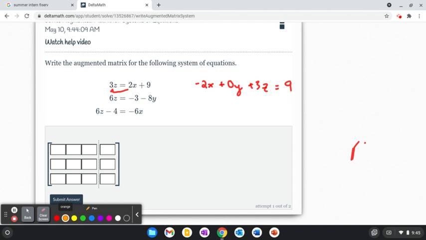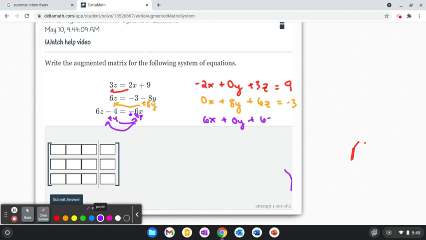For this next one, I'm just going to need to add my 8y over. And I actually have no x's in that, so it's like a 0x plus an 8y, and then plus 6z, and then equals -3. Notice again how I've got everything lined up. Then the last one, we're going to need to add the 4 over. We're also going to need to move the 6x over to that side. So we've got a positive 6x now. No y's, so it's plus 0y plus 6z equals positive 4.